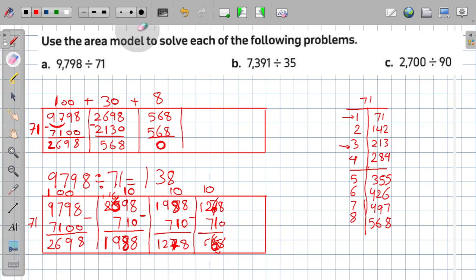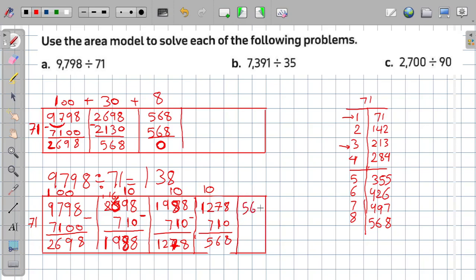So let's clean this area. I have 1,278, and I will subtract 710. So I have 8 minus 0 equals 8, 7 minus 1 equals 6, and 12 minus 7 equals 5. And after that, I will find that 568 is divisible by 71, because 8 divided by 1 equals 8, and 56 divided by 7 equals 8.